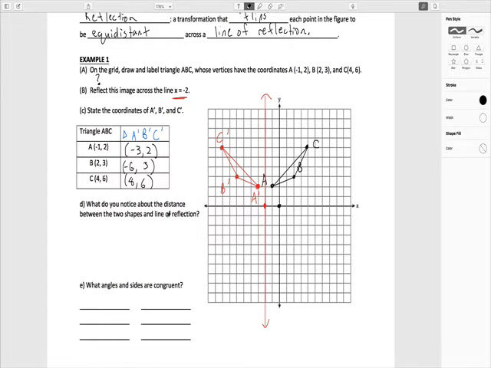So what do you notice about the distance between the two shapes and the line of reflection? It is equidistant from this line of reflection. So each point is equidistant from the line of reflection.